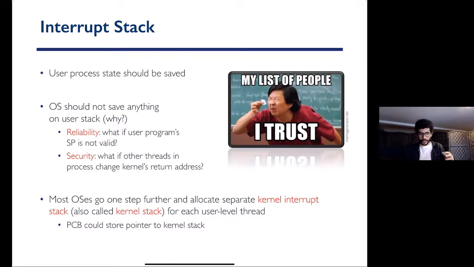So again, I repeat myself. The bare minimum is to have at least one kernel stack to use for all threads. But for simplicity, to make our life easier, many operating systems take a step further and allocate a single kernel stack per thread. So now each thread has its own kernel stack.